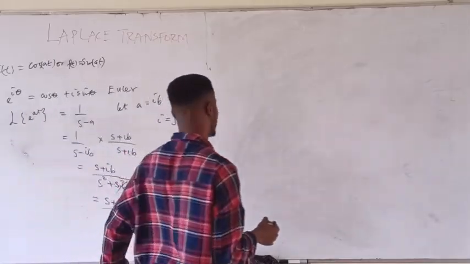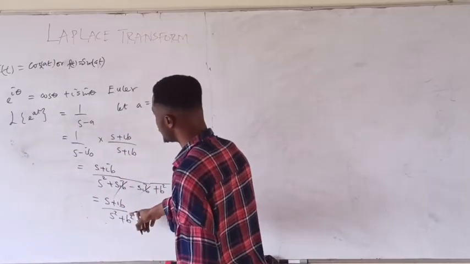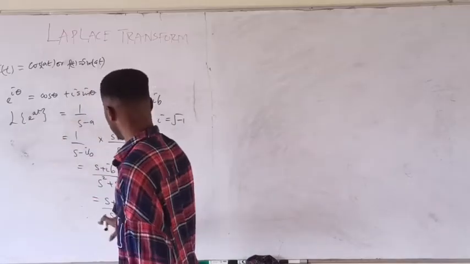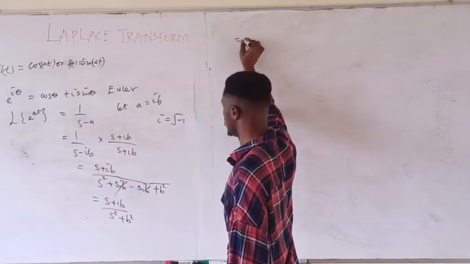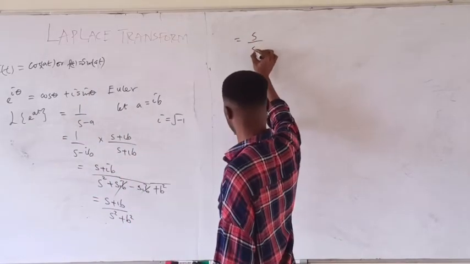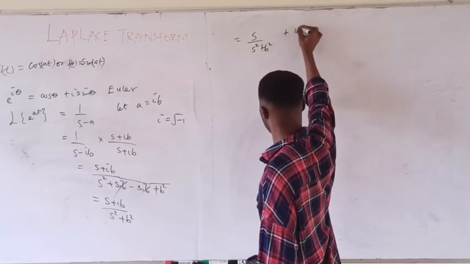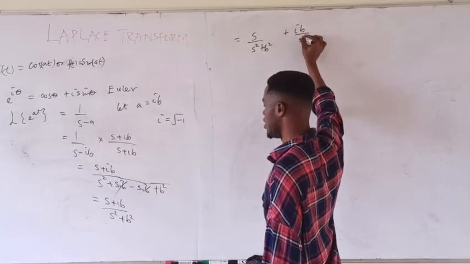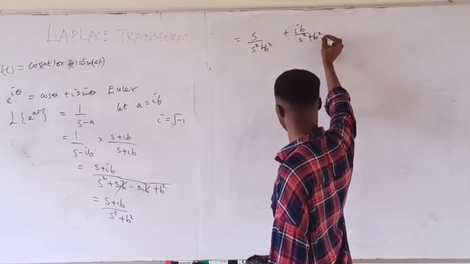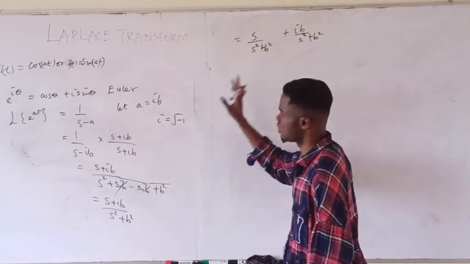Now let us separate these two. If I separate these two, this is equal to s over s squared plus b squared plus ib over s squared plus b squared. So if I separate these two, this is what I have.